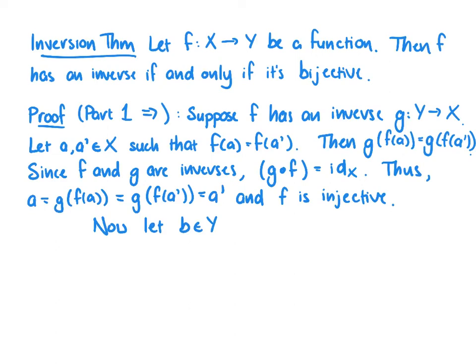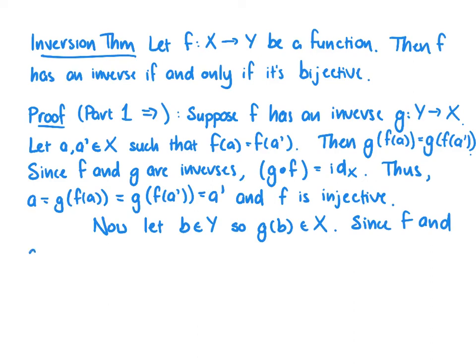So if b is in y, that means that g of b is contained in x, right? g is this function going from y to x. So we can find this element here in x, and now again we use the fact that f and g are inverses. That's really all we have to go on, right? We're using the fact that f has an inverse to show that it has to be bijective.